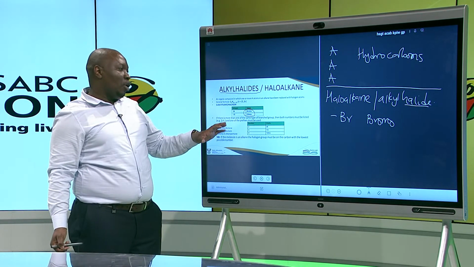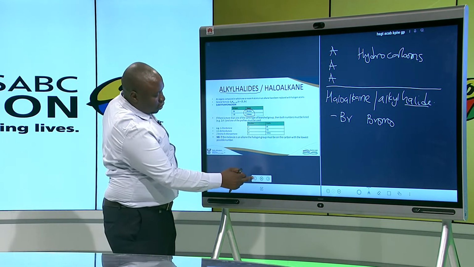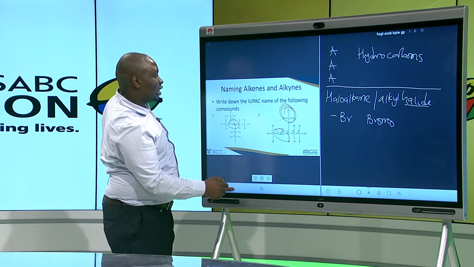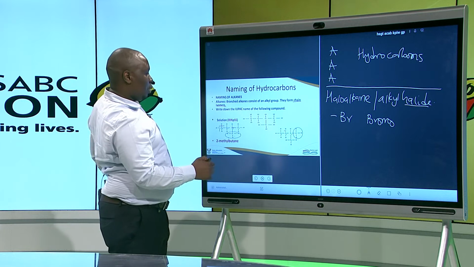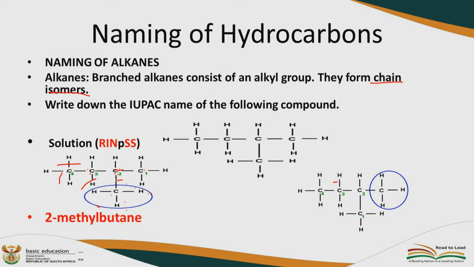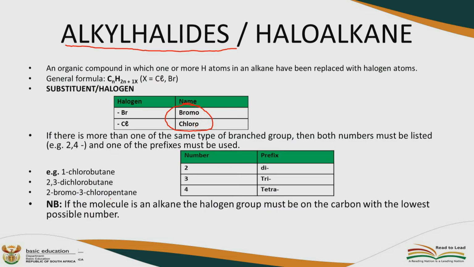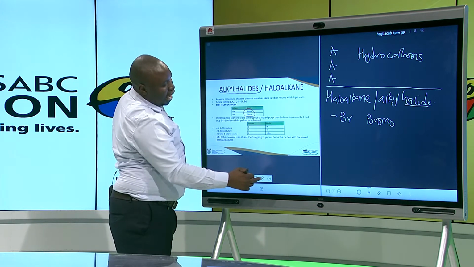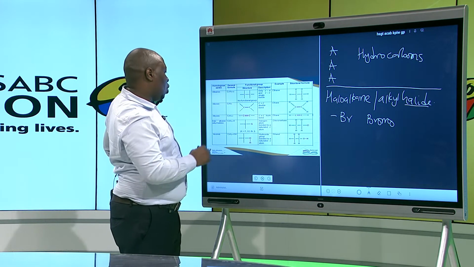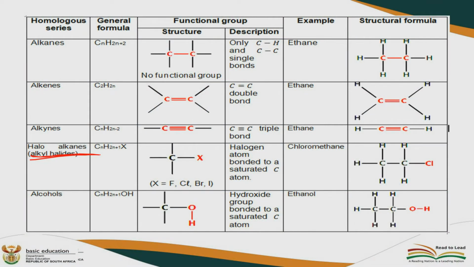In terms of naming, we use the same rules as we used for our substituent, the methyl group. Remember, when we had a methyl here, the name was 2-methylbutane. So instead of that, if it is a bromo, it will be 2-bromobutane. We follow the same way we name our alkyl groups. So alkyl halides or haloalkanes are simply alkanes where we replace 1 hydrogen.